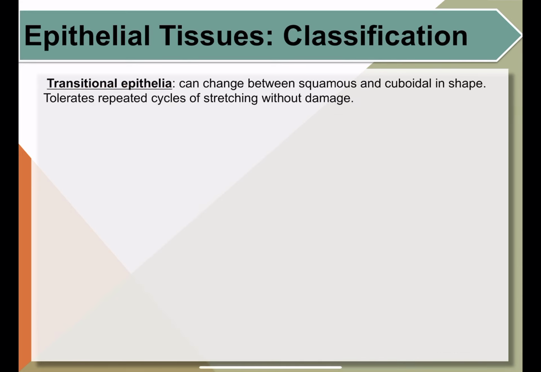Now, there are 2 in-between special kinds of epithelial tissues that we will mention. The first is called transitional epithelia. The word speaks for itself in what it does. It transitions between squamous and cuboidal shapes. Okay, so between these 2 shapes, it changes depending on the state of the organ. This allows for the flexibility in an organ that can go through repeated cycles of stretching without damaging the tissues.